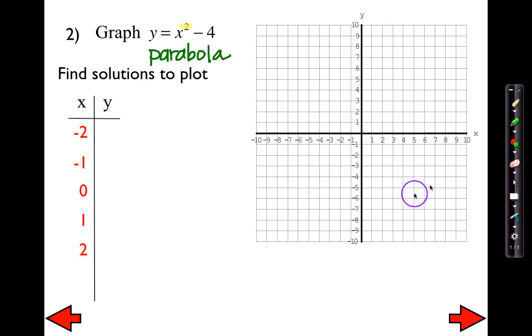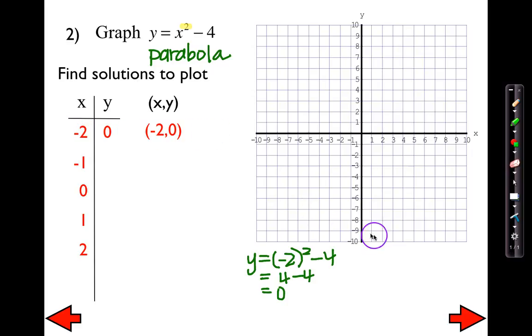So here, I'm going to start plugging my values in. For the first one, y equals, first x value is (-2) squared minus 4. So here you're going to get 4 minus 4, which is going to leave you with 0. So it's -2, 0. So my ordered pair is (-2, 0). The next one I'm going to plug in is a -1 for x. So I'm going to square that and then subtract 4. So (-1) squared is 1. 1 minus 4 is -3. So my ordered pair is (-1, -3).